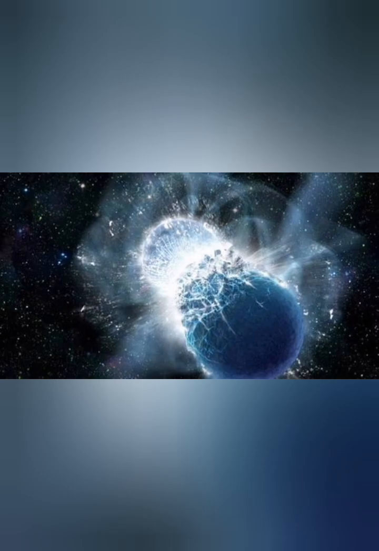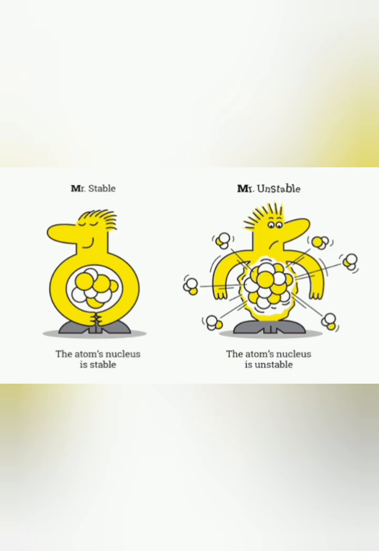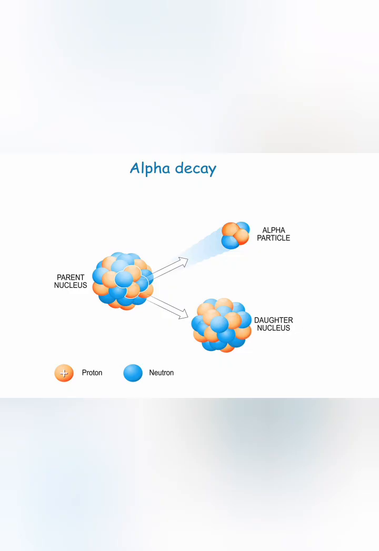Second, naturally on Earth. Some isotopes are naturally stable, while others are unstable. Unstable nuclei are unbalanced and eventually release energy to become stable. This process is called radioactive decay. Third, artificially by humans. In nuclear reactors and laboratories, scientists deliberately bombard atoms with particles, forcing them to gain or lose neutrons. This is how many medical and industrial isotopes are produced.